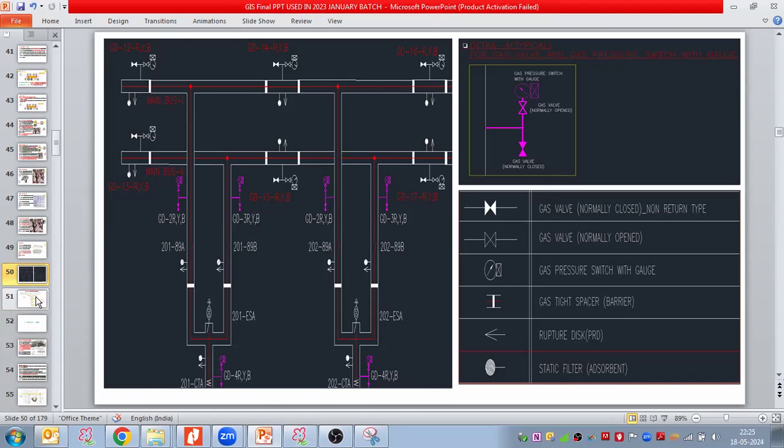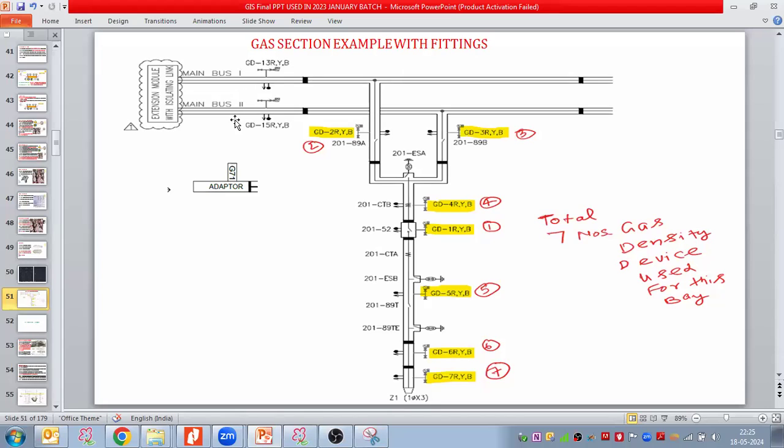Let us see a few more examples of the gas SLD. Here you see main bus 1, main bus 2, and per scheme there is one outgoing feeder. In the breaker modules, gas density devices are used, one for each of R, Y, B: GD1, then GD2, GD3, GD4. Like that, the GIS manufacturer will furnish the quantity. We have to review the quantity, like here a total of 7 gas density devices are used, with reference to the gas SLD. So these are the fittings that we take, and these fittings are indicated in the gas SLD drawing.